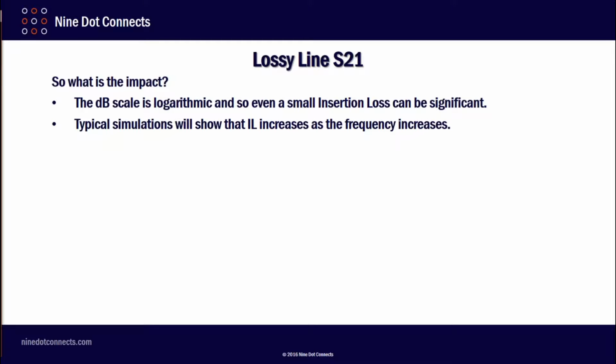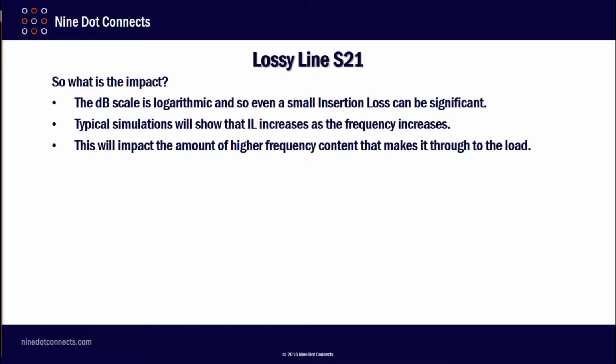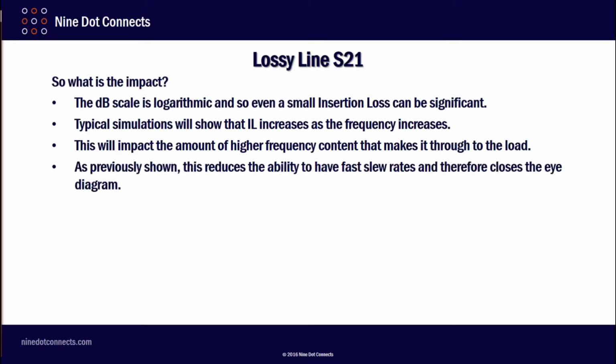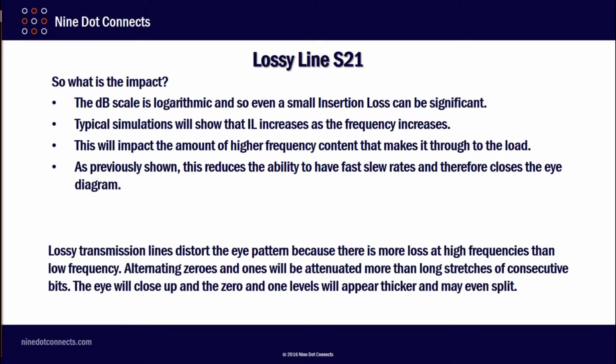Typical simulations will show that the insertion loss is going to increase as the frequency increases. This will impact the amount of higher frequency content that makes it through to the load, going back to this concept of a low-pass filter. As previously shown, this reduces the ability to have fast slew rates and therefore closes the eye diagram. Lossy transmission lines distort the eye pattern because there is more loss at the higher frequencies than at low frequencies. Alternating zeros and ones will be attenuated more than long stretches of consecutive bits. The eye will close up and the 0 and 1 levels will appear thicker and may even split.